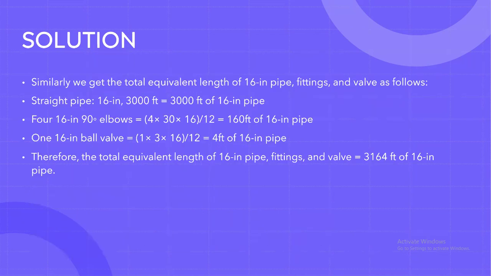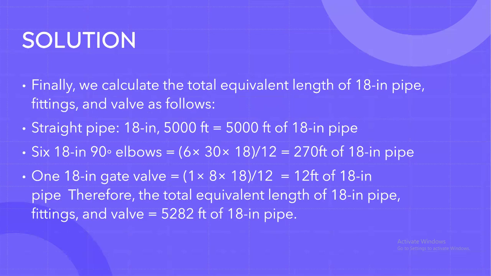Similarly, we get the total equivalent length of 16-inch pipe, fittings and valves as follows. Straight pipe, 16-inch, 3,000 feet is equal to 3,000 feet of 16-inch pipe. 4 16-inch 90 degrees elbows. We convert again using the L/D ratio of 30, divided by 12 to convert from inches to feet. We get 160 feet of 16-inch pipe. 1 16-inch ball valve, same applies. We convert, you get 4 feet of 16-inch pipe. Therefore, the total equivalent length of 16-inch pipe, fittings and valve is 3,164 feet of 16-inch pipe.